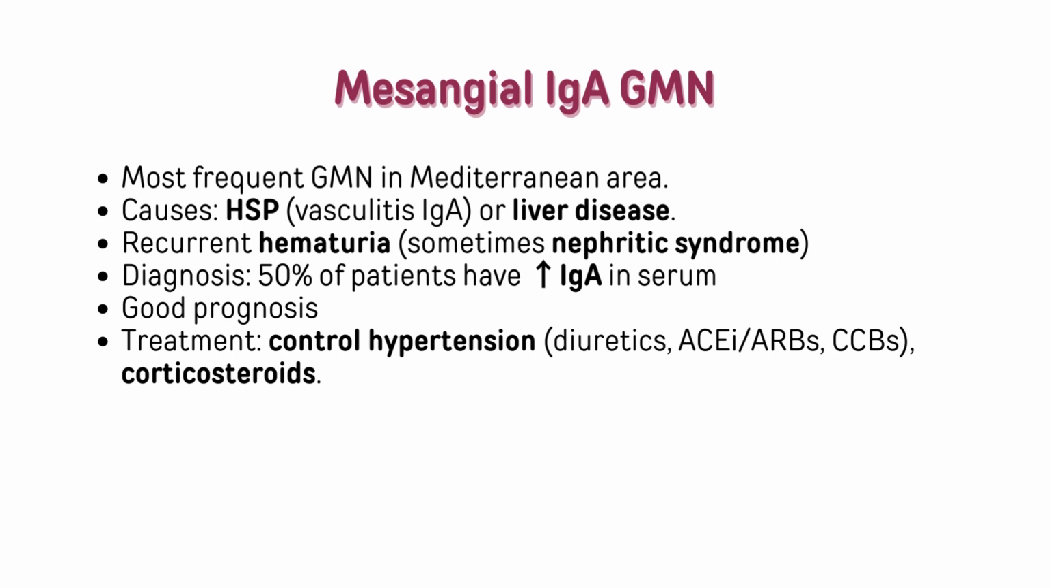About mesangial immunoglobulin A glomerulonephritis, it is the most frequent glomerulonephritis in the Mediterranean area. Immunoglobulin A nephropathy is uncommon in children younger than 10 years. In fact, 80% of patients are between the ages of 16 to 35 years at the time of renal biopsy, so it is more a disease for young adults. The causes include Henoch-Schönlein purpura, which is IgA vasculitis, or liver disease because it increases the circulating IgA.